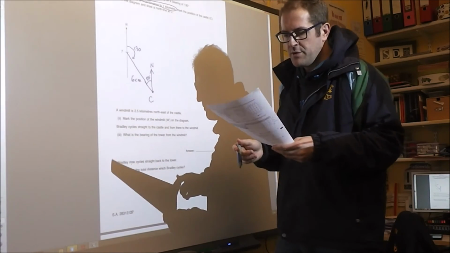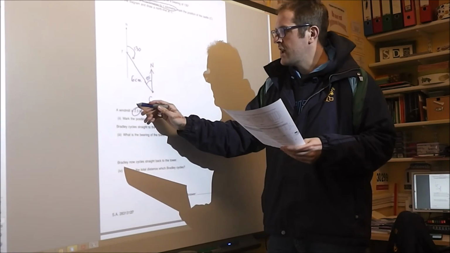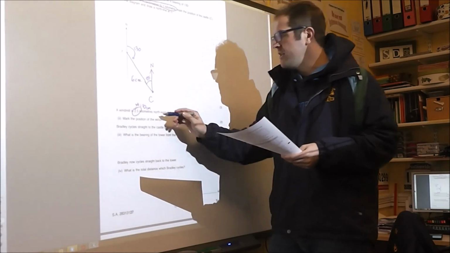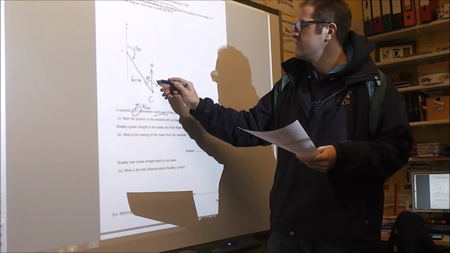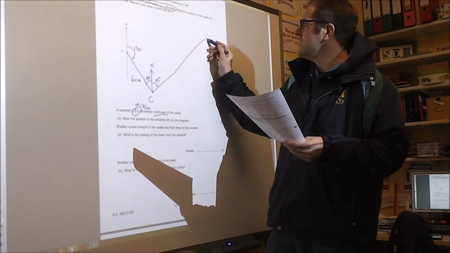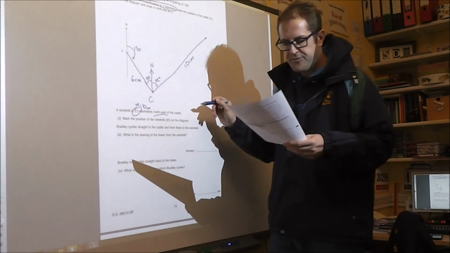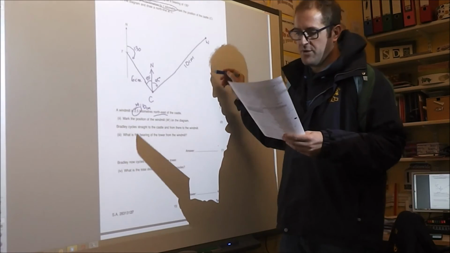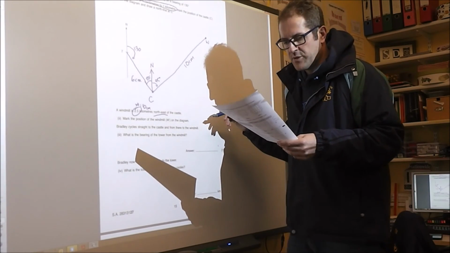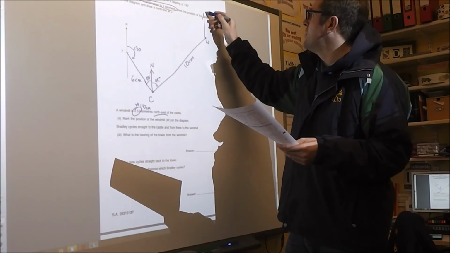A windmill is 2.5 kilometres northeast of the castle. So times by 4, that means it's 10 centimetres away. Northeast means you have to measure a 45-degree angle. And it goes all the way up here somewhere, so that's 10 centimetres long, and that's W. Bradley cycles straight to the castle and then from there to the windmill. What is the bearing of the tower from the windmill?